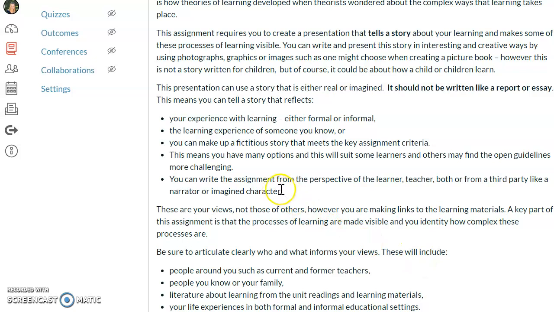And you can write the assignment from the perspective of the learner, teacher, or both, or from a third party such as a narrator or an imagined character. So we're asking for your views and not those of others. However, you are making links to the learning materials. So a key part of this assignment is that the processes of learning are made visible and that you identify how complex these processes are. So this will really be key in your assignment.